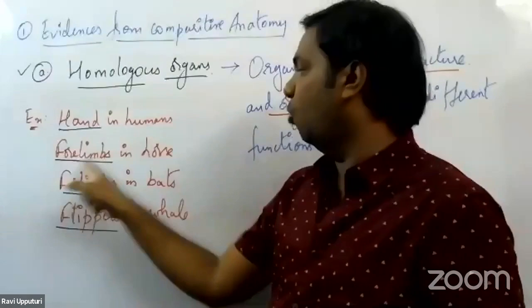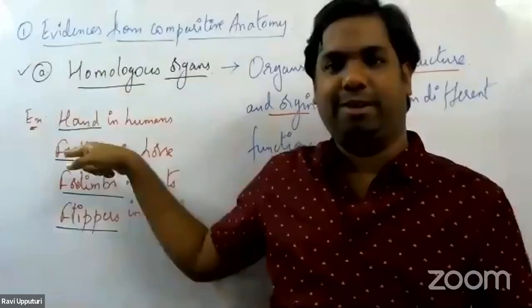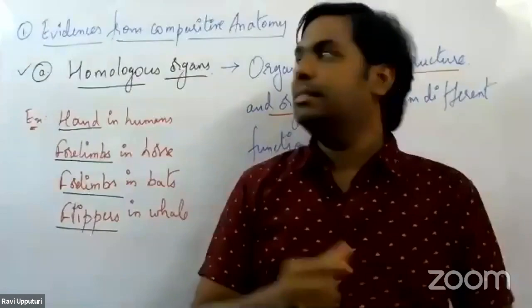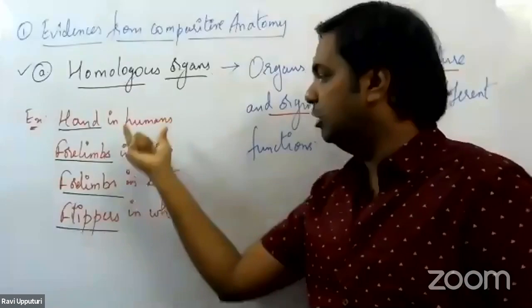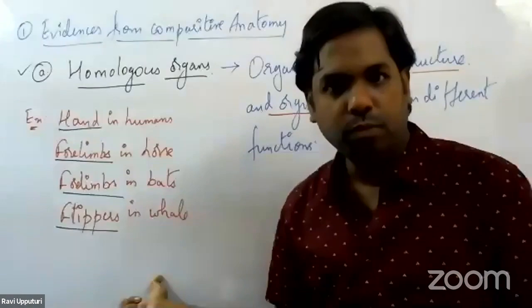What is the function of four limbs in case of horses? To run, right? So to hold, to run. Functions are different. Structure is same, origin is same, but function is different. Such type of organs are called as homologous organs, right? So based on these organs, we can say that there is some sort of relation between humans as well as horse. There is some sort of relation between humans and bats. There is also some sort of relation between humans as well as whales also. So that's how we get evidences from evolution, right?